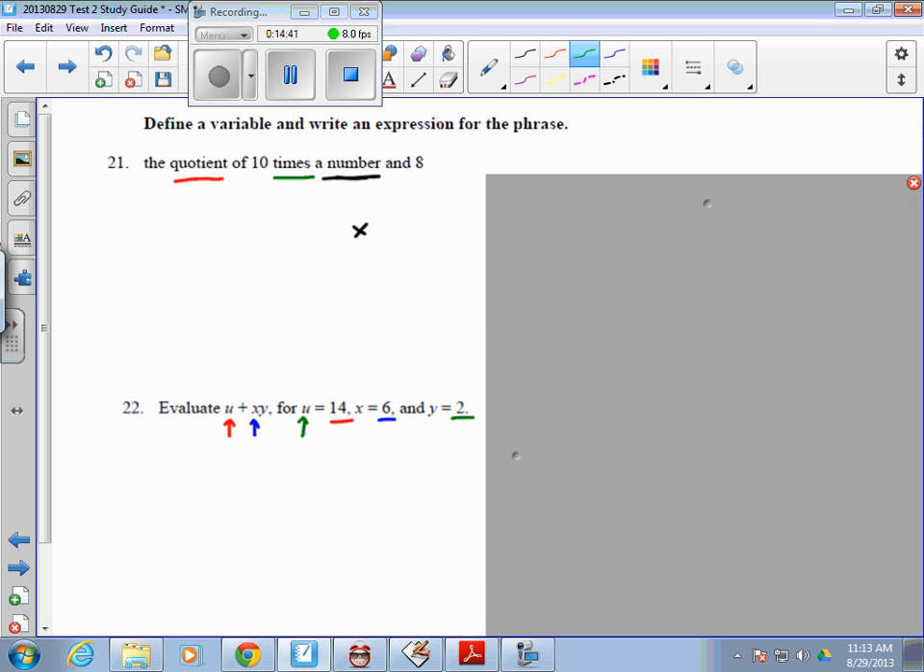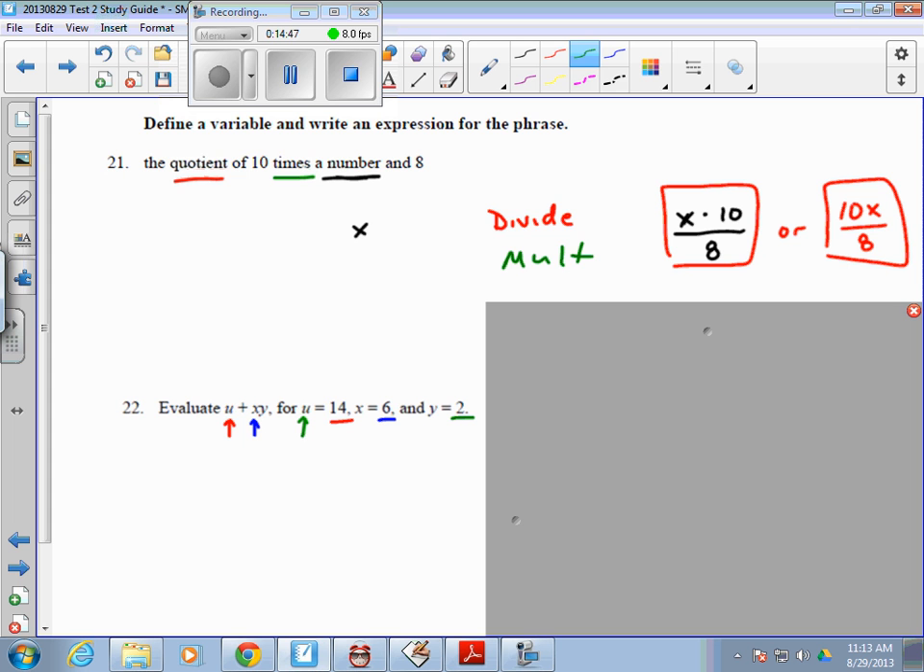21 says the quotient, that means to divide, of 10 times, that means multiply, and a number, means a variable. So again, quotient means to divide, times means multiply. So 10 times x, or x times 10, divided by 8, or 10x over 8.